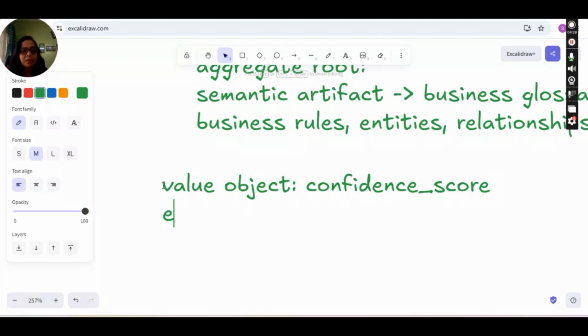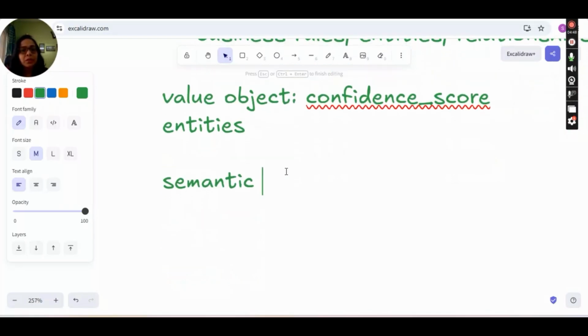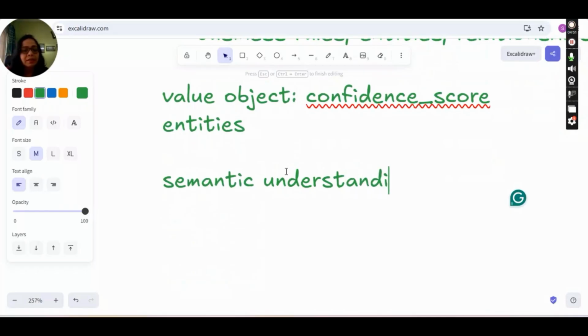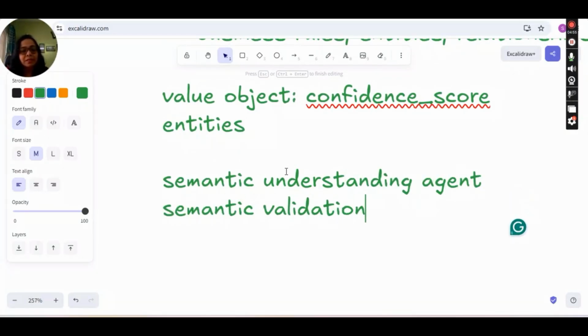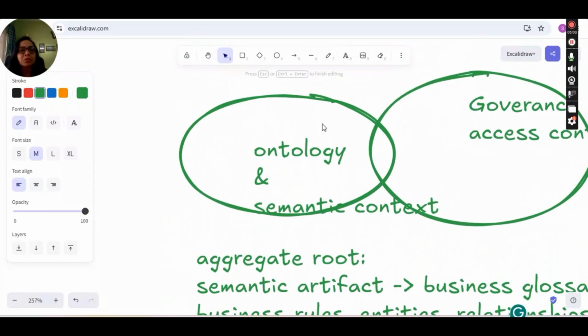Okay, next concept is entities. Entities are described with some kind of identity, right? So how does this change? We have two agents: one is the semantic understanding agent and the other is the semantic validation agent. Now you can understand that the semantic understanding agent is related to the ontology.